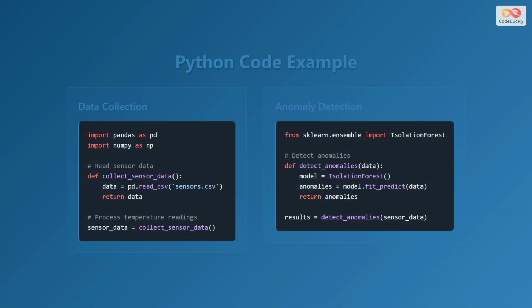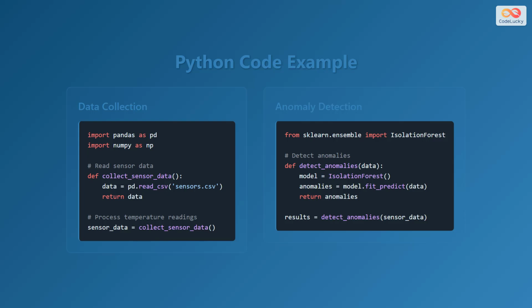Python code example. First, we have data collection. We import pandas as pd and import numpy as np. Then we define a function called collect_sensor_data, which reads the sensor data from a CSV file.